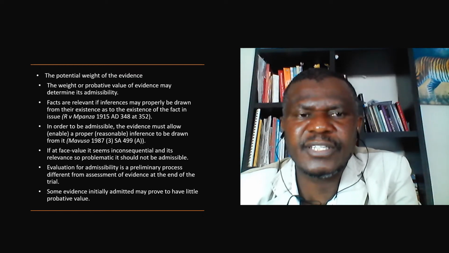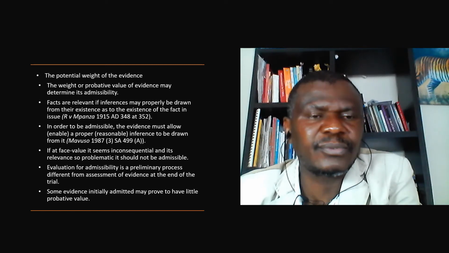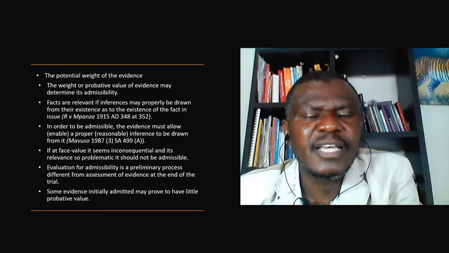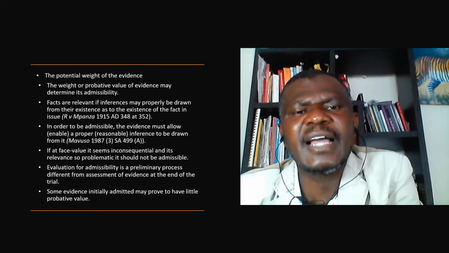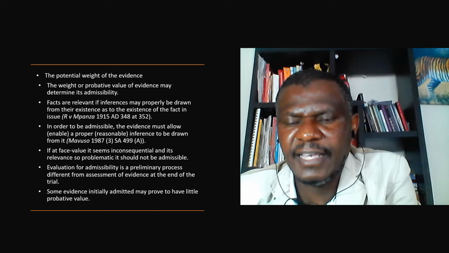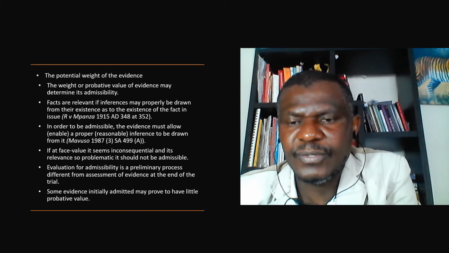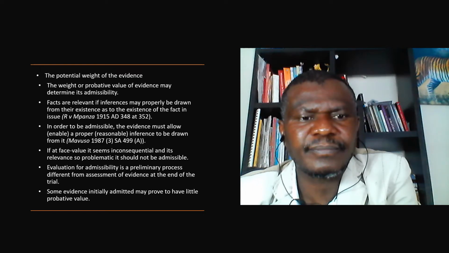Some of this evidence may have been admitted, but it may turn out to be insignificant. So those are some of the issues to think about. Some evidence initially admitted may prove to have little probative value at the end. That is when all evidence is being assessed. So that's very important to think about.